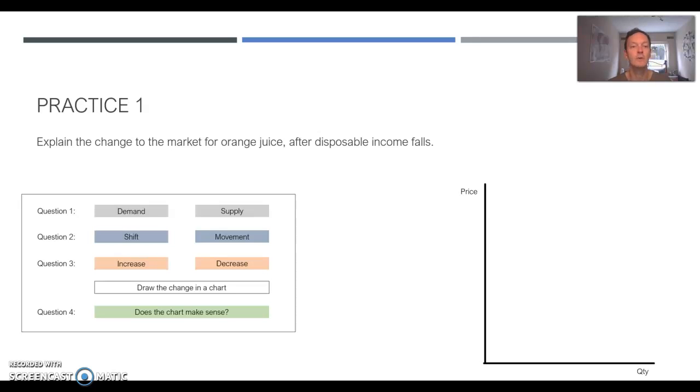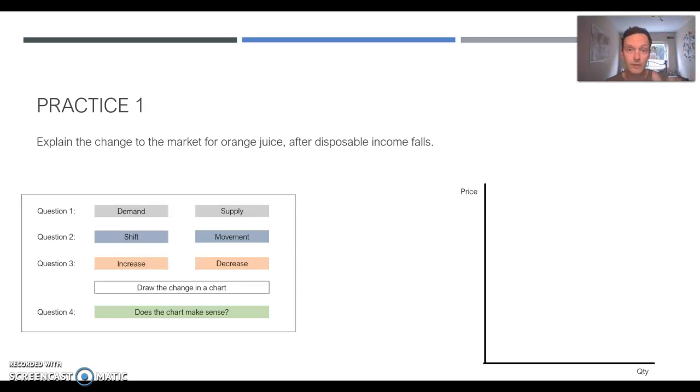Okay, so I've given you an example here of a question, and on all of these, that process is going to be there in the corner. Explain the change to the market for orange juice after disposable income falls. Now, I've got a treat for you guys. I've got some fancy animations and stuff on this very first practice. The rest I'm going to get my trusty pen and just draw on the screen. So enjoy the straight lines, and you can actually figure out what's going on.